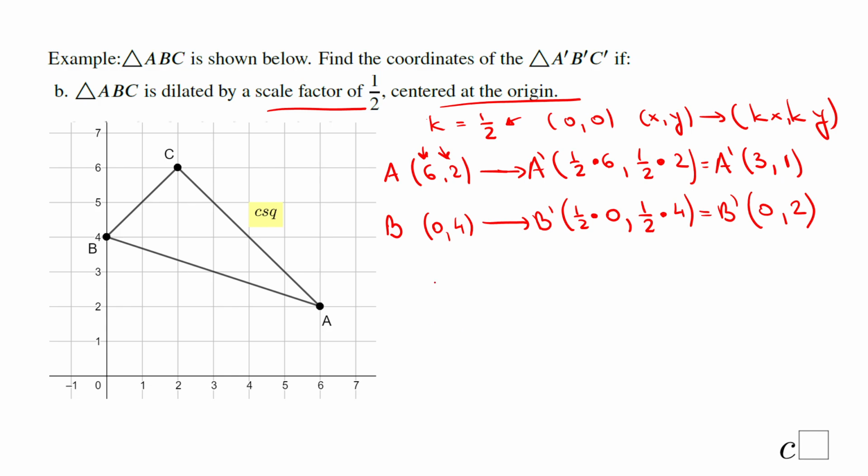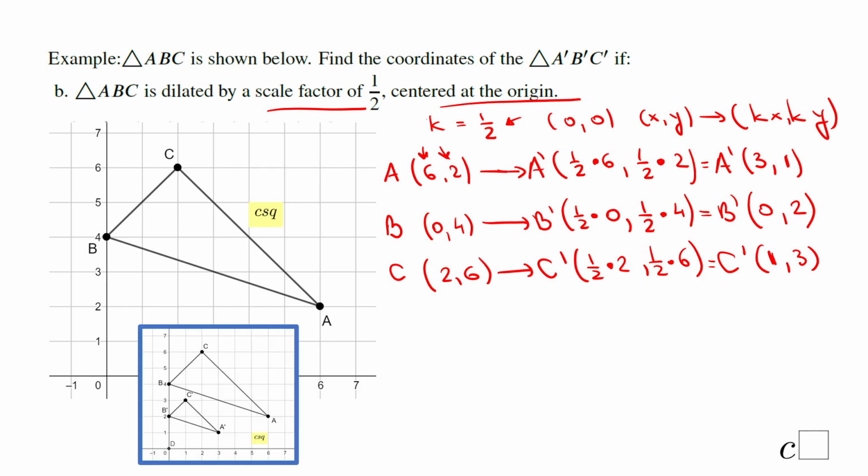And we have one more point, point C. C, if you remember, is nothing else than 2 and 6. So we have C prime, which is 1/2 times 2 and 1/2 times 6. So for the x coordinate and the y coordinate, we end up with C prime being 1, and 1/2 times 6 is 3. And that's it. Very similar.